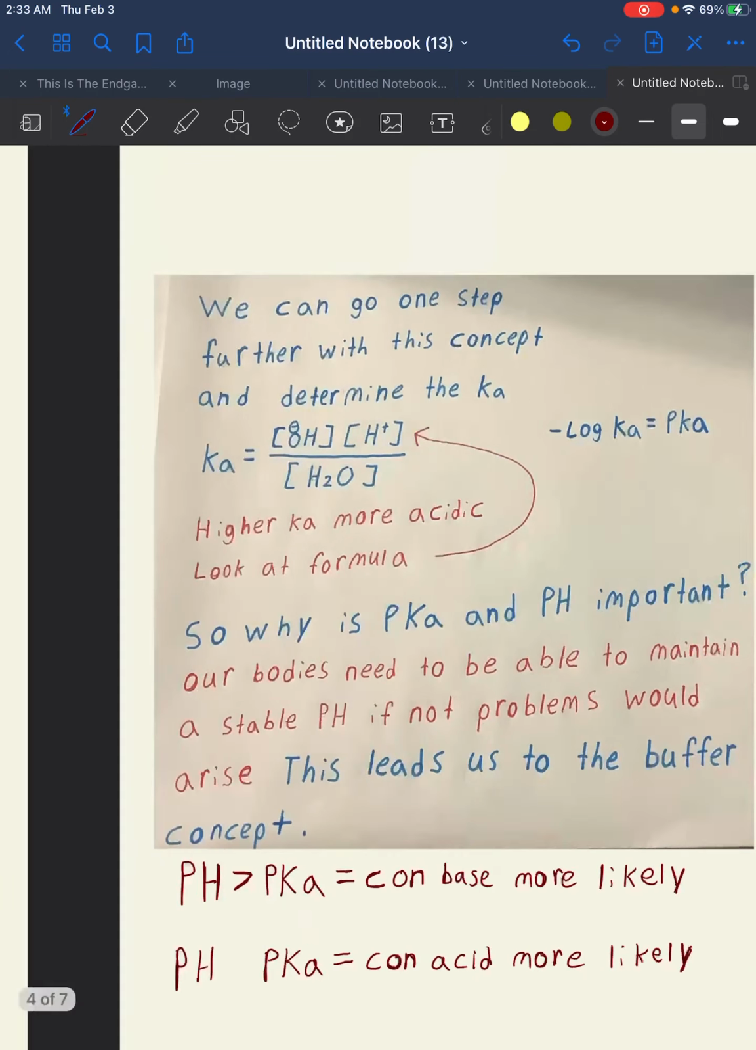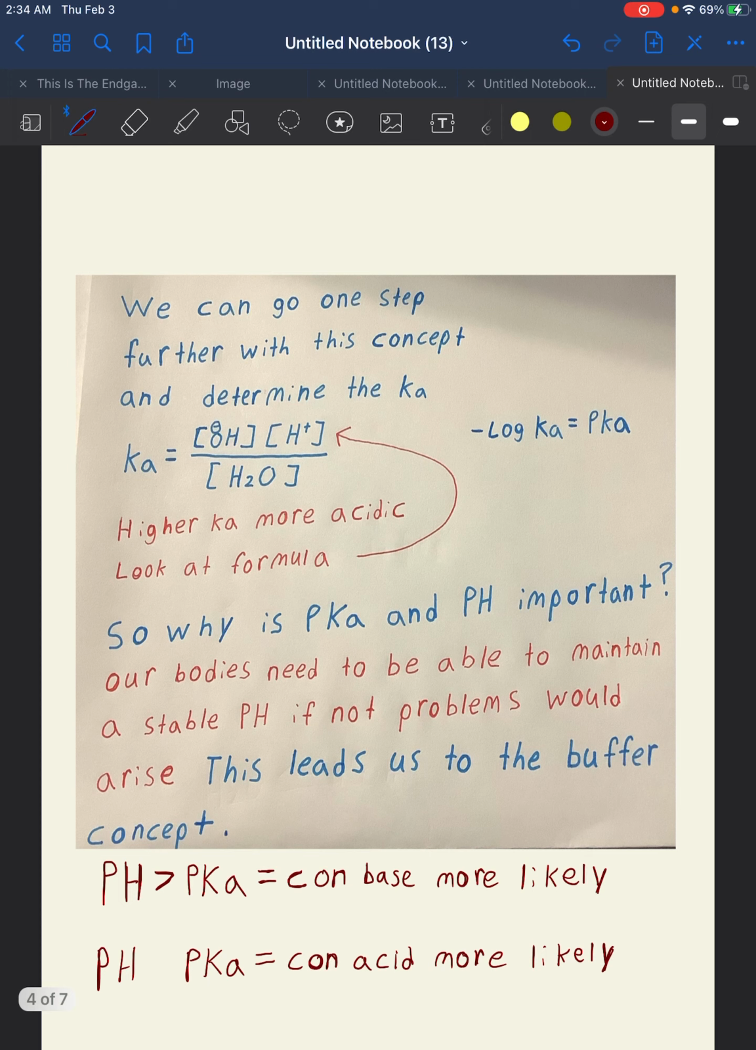Why is this important? Well, from this we can actually find Ka, which the larger the Ka value, the more acidic the substance is, which makes sense because if you look at this formula, that would mean you have a higher H plus concentration in order to get a higher Ka. So if you have a higher H plus concentration, once again, that leads to a lower pH and a more acidic solution. Once you have Ka, you can get pKa by doing the negative log of Ka.